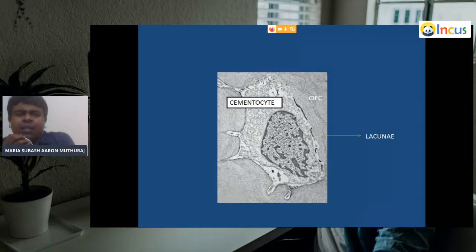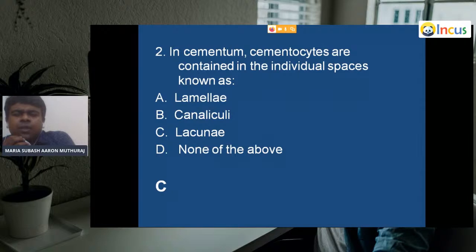Around the lacunae, you can see the canaliculi extending from the lacunae, which will connect through other lacunae also. Therefore, cellular intrinsic fiber cementum has cementocytes in the lacunae, which are interconnected by canaliculi. Therefore, the answer for this question is, in cementum, the cementocytes are contained in the individual spaces known as lacunae.